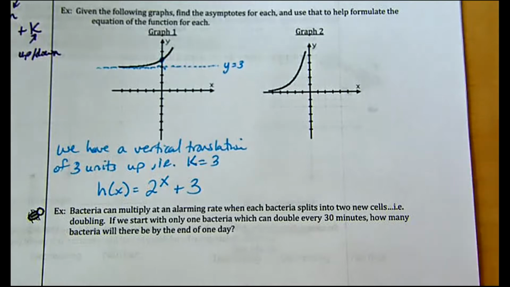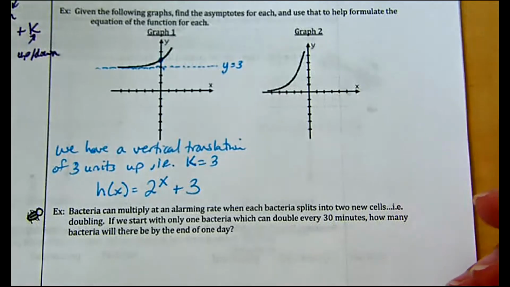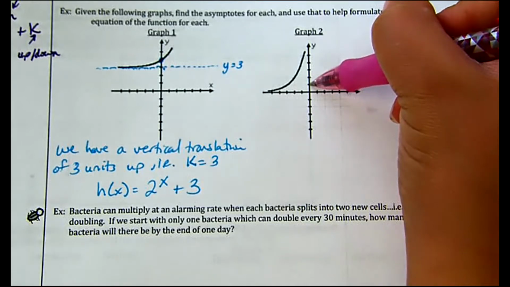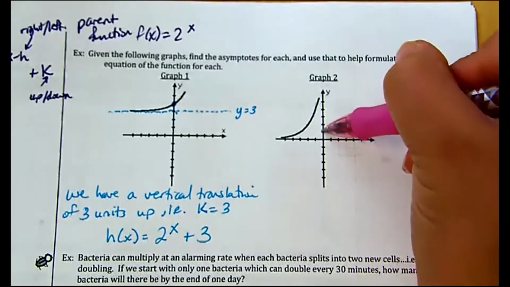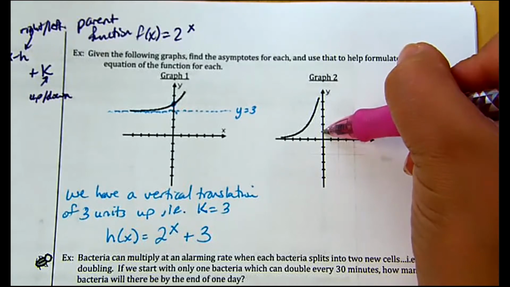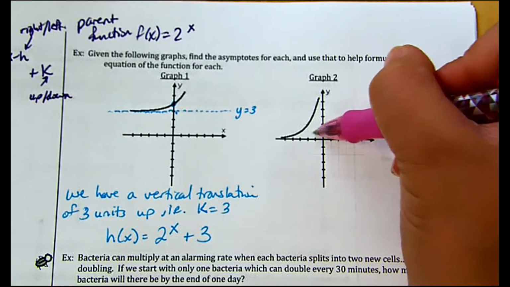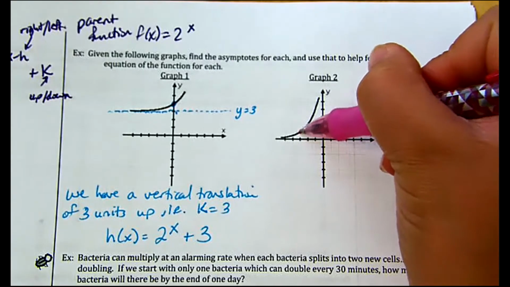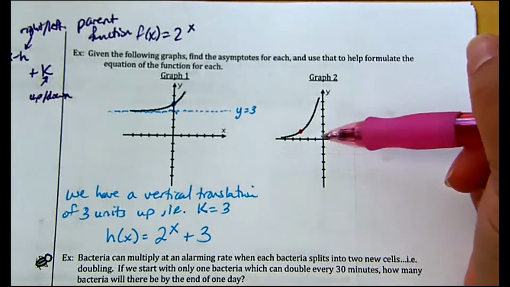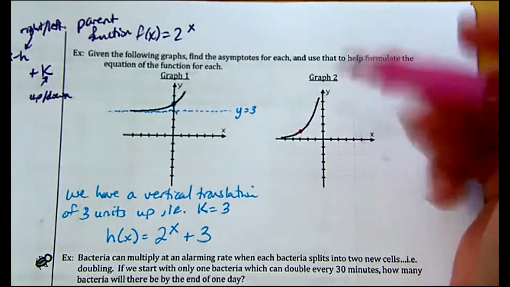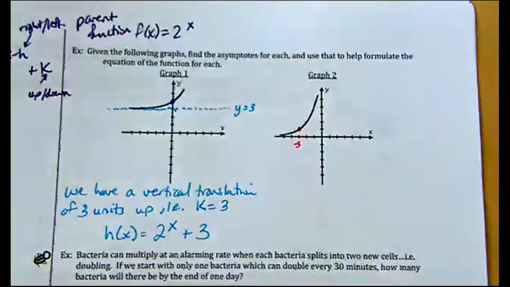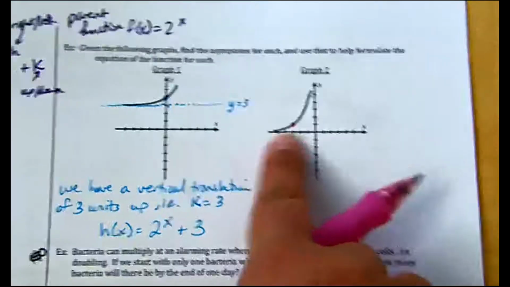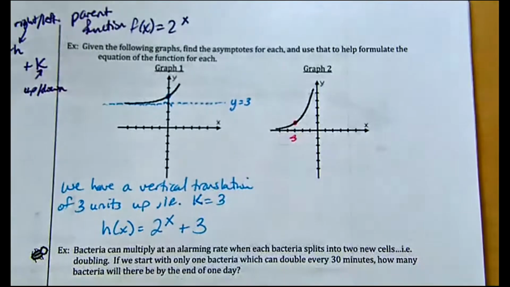Our asymptote might help at this one as well. Usually our y-intercept was at 0, 1 for the original parent function. Now I want to see, what x is my y equal to 1 at? That's going to be right here. That looks like it's at negative 3, which probably means that my entire function transformed 3 units to the left.